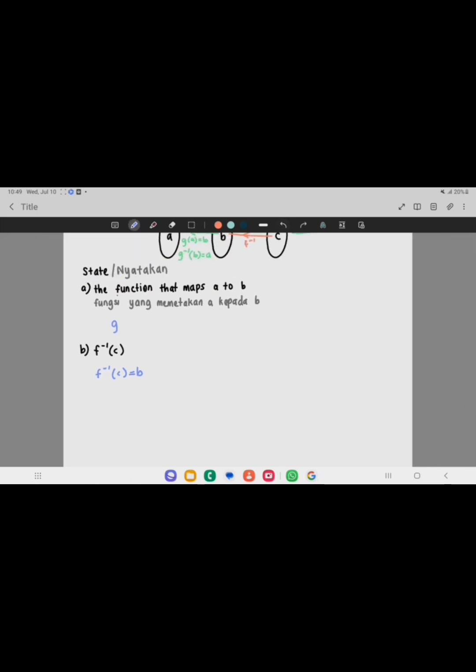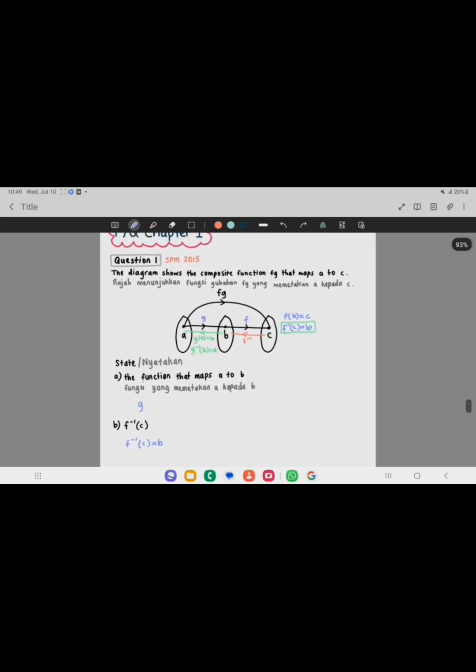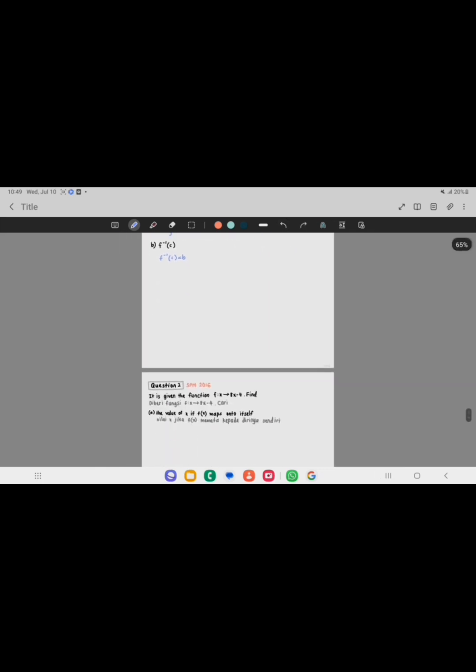Another tip: whenever the question asks you to state, the marks they give will be 1 mark for each question. Like in this case, this one will be 1 mark, this one will be 1 mark. So when it is a 1 mark state question, you don't have to do any calculation. You can straight away give your answer directly. So that's it for this question. Very easy, right? It's very important for you guys to know how to read the diagram. If not, then you cannot answer this kind of simple question.